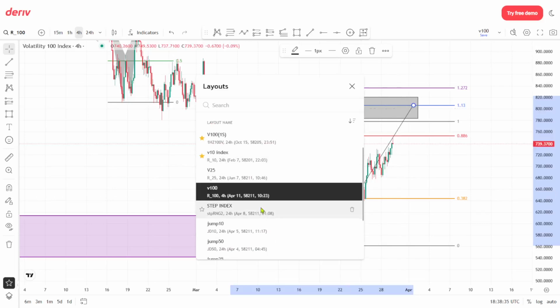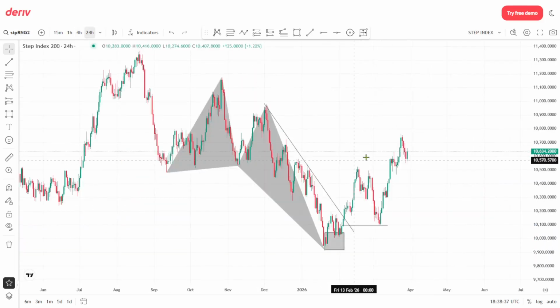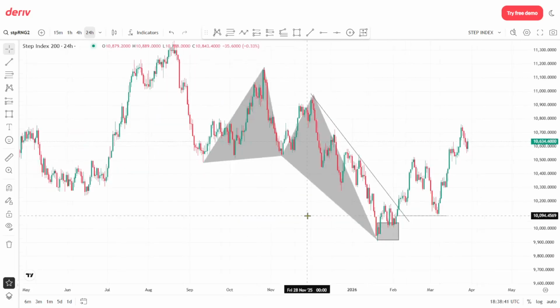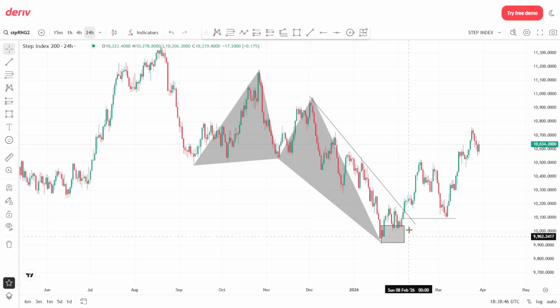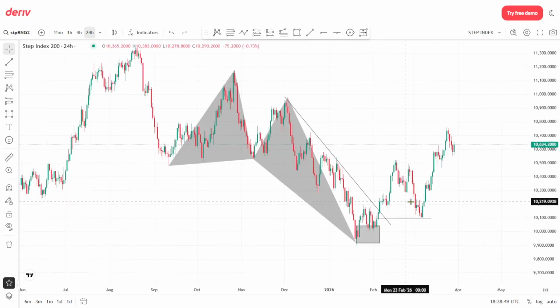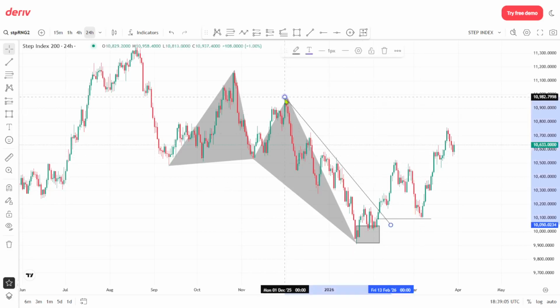And then step index, I have something on step index, but I don't really know, let's see how that goes. Now you can see this was also a trade analysis setup on step index. This one was very fast and it was very clean, right? Good. So it has happened before and it will still happen again.